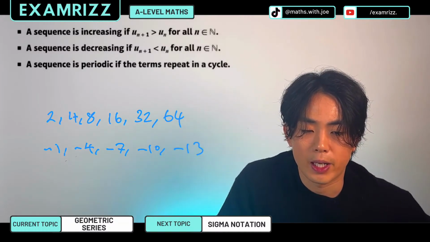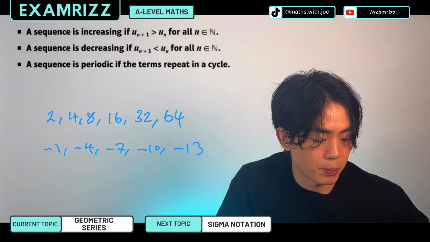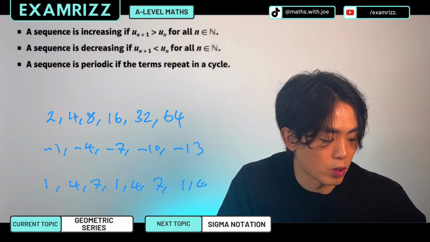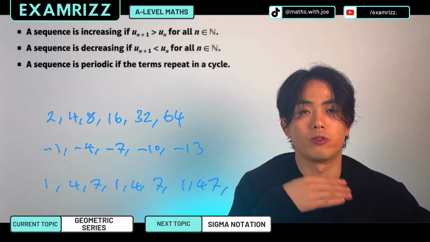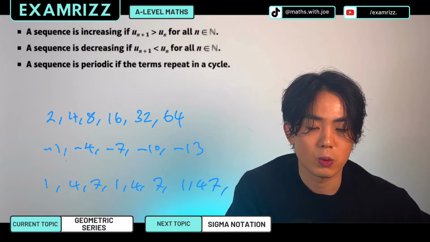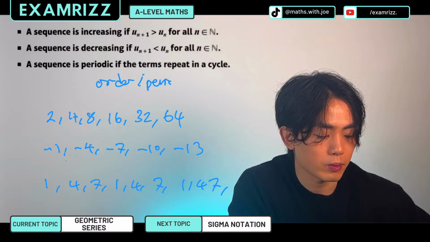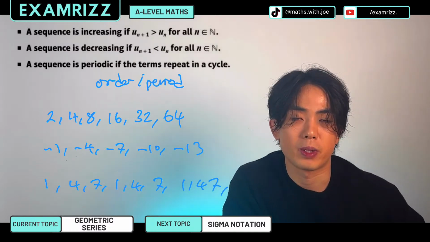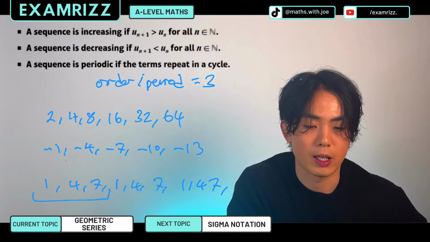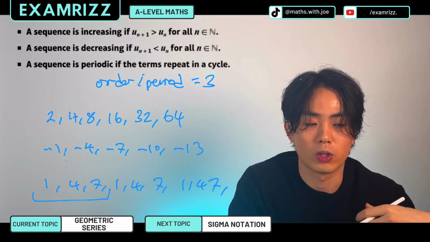The last one is a periodic one. A periodic sequence is one where the terms repeat in a cycle. For example, if I said 1, 4, 7, 1, 4, 7, 1, 4, 7, you can see the numbers repeat, so we know the next terms. This is known as a periodic sequence. The only thing we need to know about this one is that it has something called an order, or a period. It just means after how many terms it repeats. It has 3 terms within it, so in this case the order will be 3. Basically, just count how many terms there are within each period before it repeats, and that will be the order of the sequence.